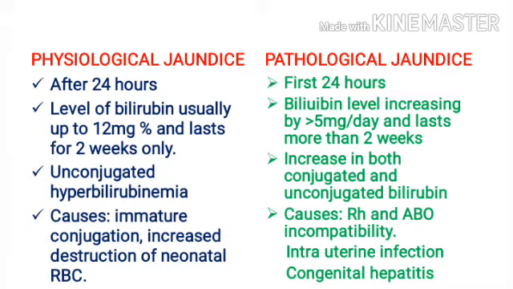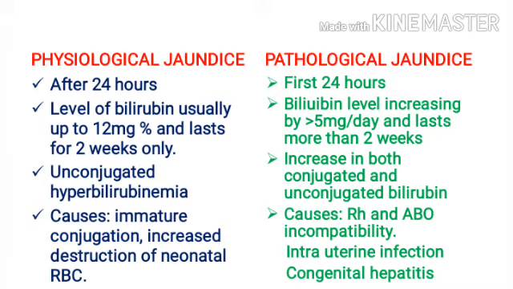But pathological jaundice is entirely different. The causes of pathological jaundice are entirely different. The main causes are RH and ABO incompatibility, the blood group incompatibility, intrauterine infection if hepatitis occurs during uterine life. So the newborn is born with the jaundice. In this case, jaundice will present on the first day itself. But in physiological jaundice, it will appear only after 24 hours.